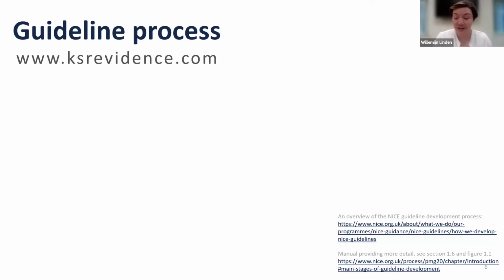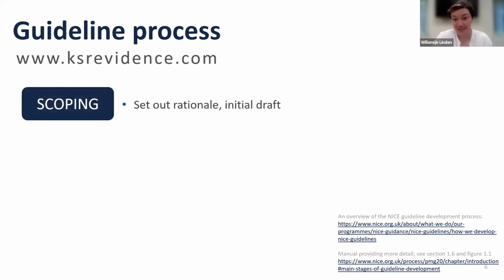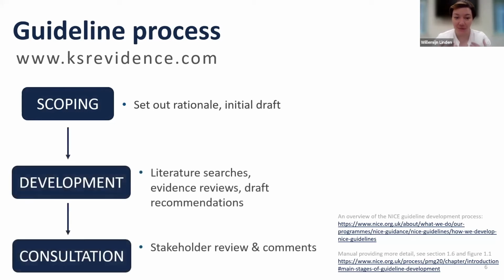So first, the guideline topic is identified and a committee and stakeholders are established. Then the scoping stage commences, in which the rationale for the guideline is set out and the initial draft is sent to stakeholders for feedback. Once the final scope has been published, we enter the development stage.